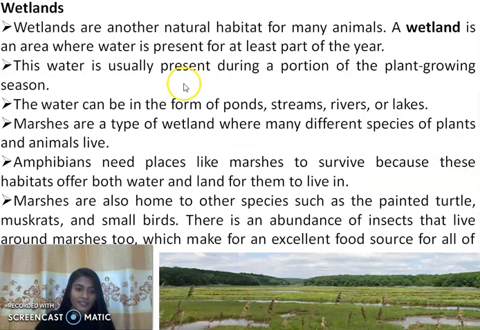Next is wetlands. As we have studied earlier, wetlands, this is the lecture where I'm going to start to recall the types of the forest and then we will move forward to another type of natural habitat. So wetland is also another natural habitat for many animals. How can we identify, how can we characterize that this is a wetland? A wetland is an area where water is present at least a part of the year, because wetland means wet, so obviously the water is present. The water is usually present during a portion of the plant growing season. Obviously then the plants will be there. And marshes are also a type of wetland where different species and animals live.